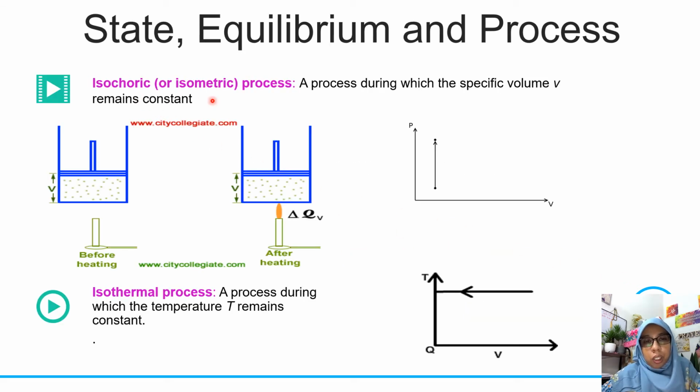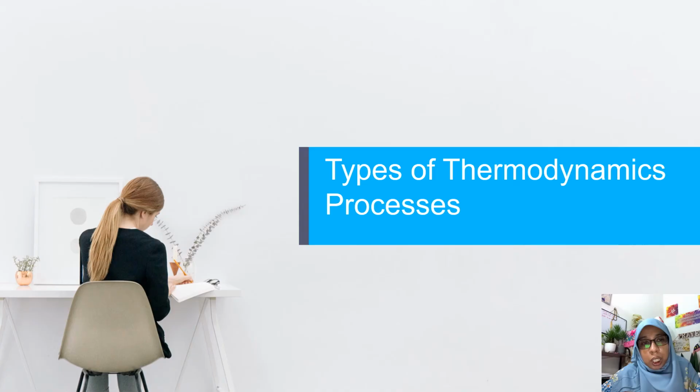So isochoric or isometric process is a process during which the specific volume remains constant. So bila specific volume dia constant, V1 is equal to V2, itu adalah isochoric. Kalau dia punya temperature dia constant, T1 is equal to T2, dia adalah isothermal.